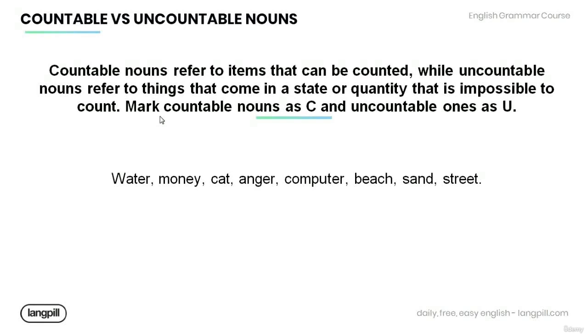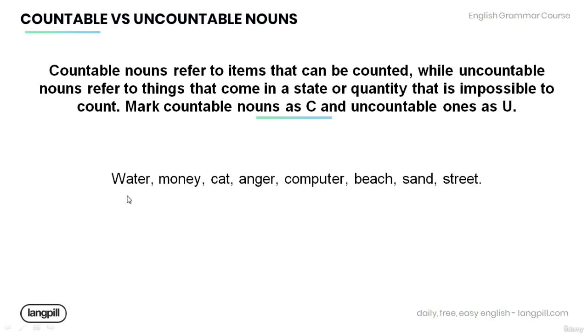Now let's review and practice a bit. Remember, the countable nouns refer to items that can be counted, while uncountable nouns refer to things that come in a state of quantity that is impossible to count. Read the following words and mark countable nouns as C and uncountable nouns as U.